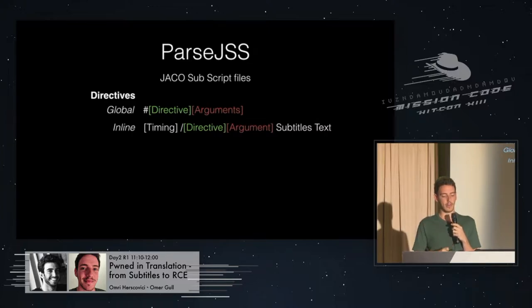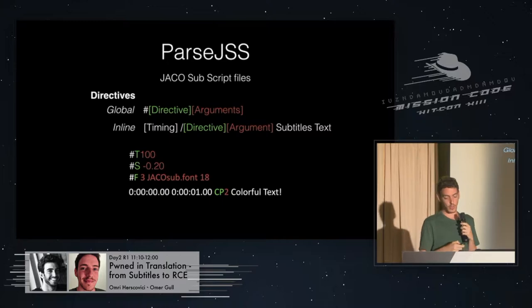And these are some of the more common directives used in JSS. T, which stands for timer, is used to set the time resolution, 100 units a second in this case. S, that stands for shift, will cause all events to occur 20 time units sooner than usual. F, that will set font number 3. You can actually predefine up to 10 fonts, I think, to font number 18. And for an inline directive, this is the example, it will display the following text using color palette number 2, which can also be user-defined. So yes, it's really weird, and VLC doesn't do a great job in parsing those.